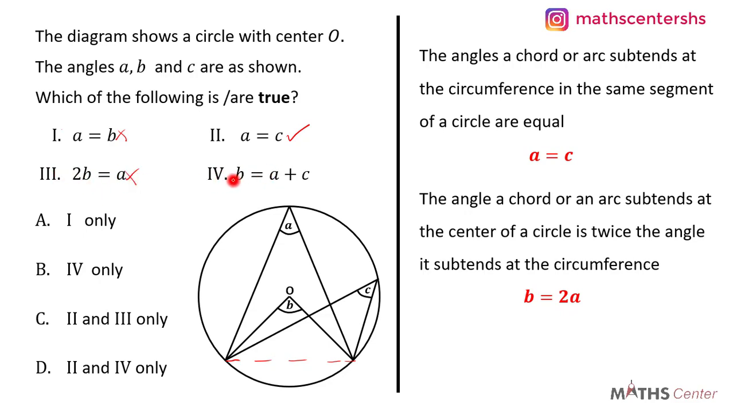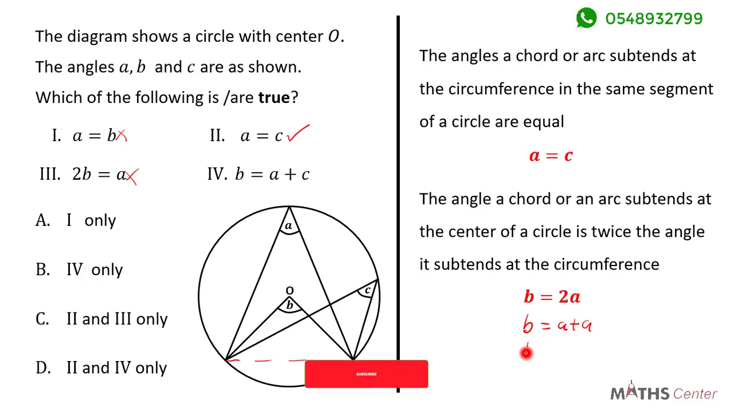Now let's see if the last option, which is option IV, is correct, which is B is equal to A plus C. We have B is equal to 2A. We know that 2A is the same as A plus A. So we can say that B is equal to A plus A. We have established from the first theorem that A is equal to C. So we can replace one of these A's with C. And so when we do that, we will have B is equal to A plus C, which will give us option IV. So it means that IV is also correct.